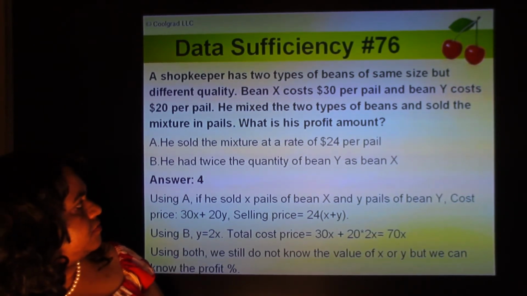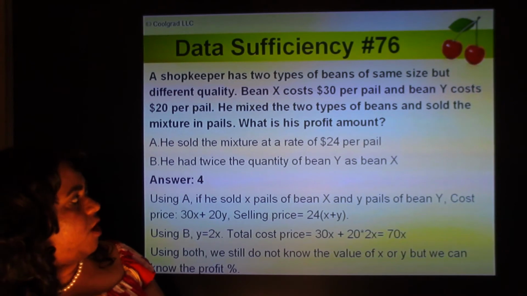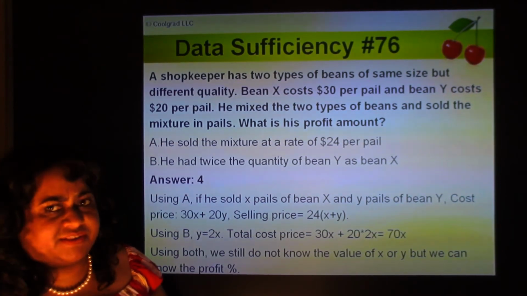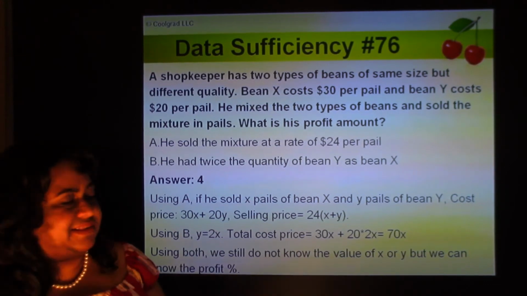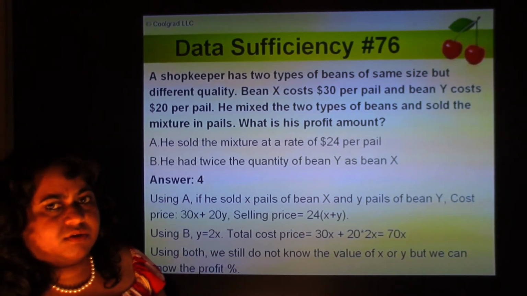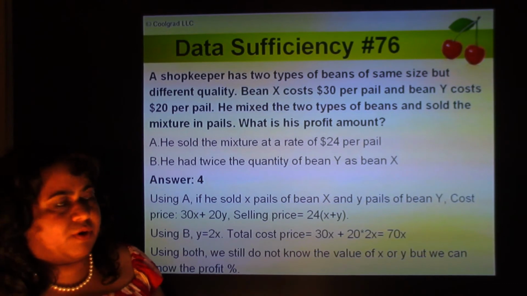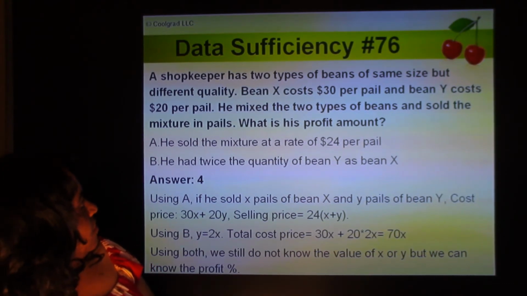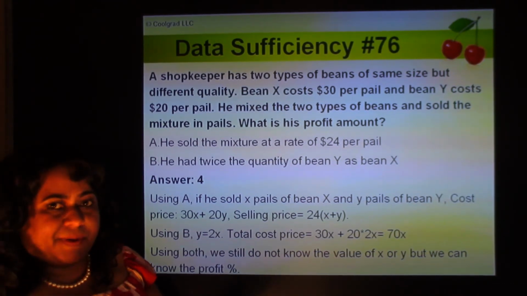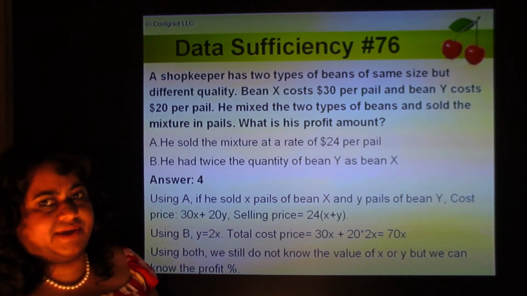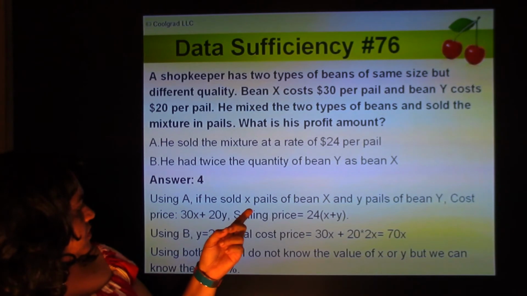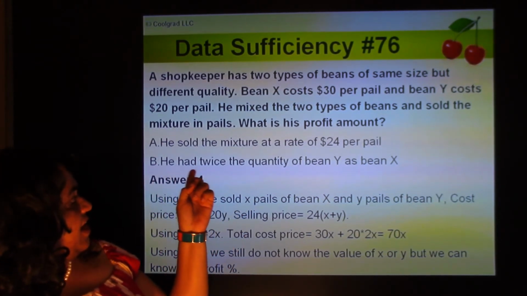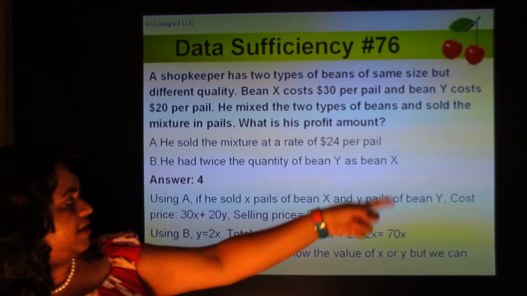Yeah, but we don't know how many pails of X type of beans he used and how many pails of Y type of beans he used. He mixed them, but we don't know in what ratio. We don't know whether he had an equal quantity of both, right? We don't know how many pails of x and how many pails of y he had, right? And statement B, he had twice the quantity of bean y as bean x.